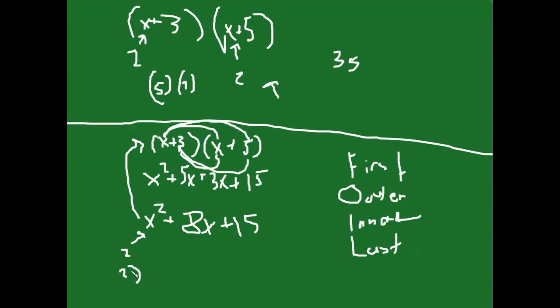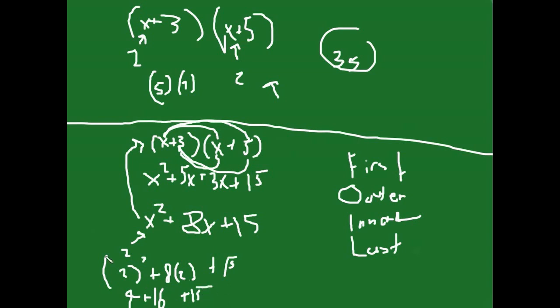If we plug in 2 to this equation, what do we get? Let's try it out. We plug in 2 for x. That's going to be 2 squared plus 8 times 2 plus 15. Let's simplify this even more. We get 4, because that's what 2 squared is, plus 16, that's 8 times 2, and then plus 15.